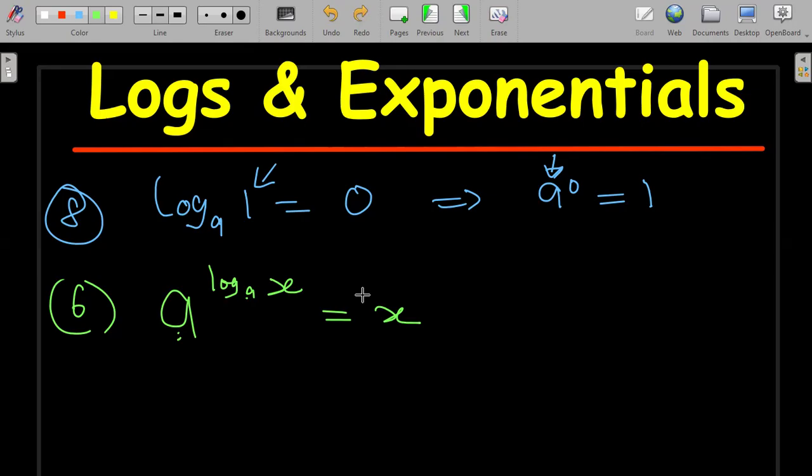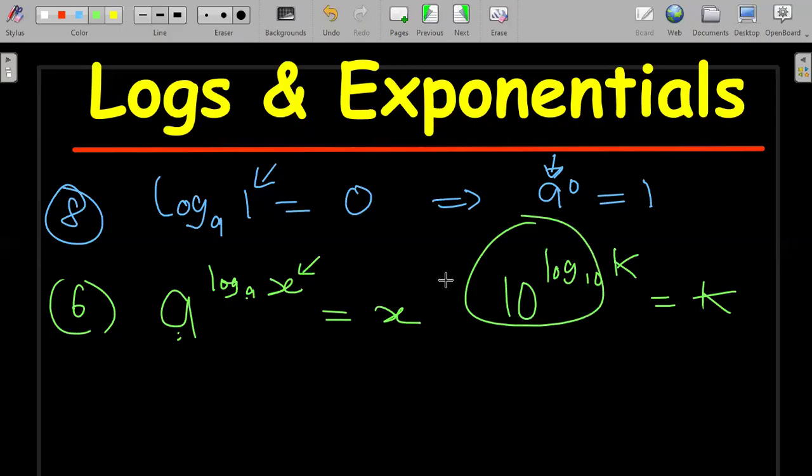Mathematicians are very difficult people. What was wrong with just writing x? And then they start coming up with these things. So always know, if you have a and then log to the same base as what you have here, the answer will just be whatever is there. Meaning if I have 10 to the power log base 10 of, let's say, k, the answer is just k, because this part is going to cancel out according to this property.